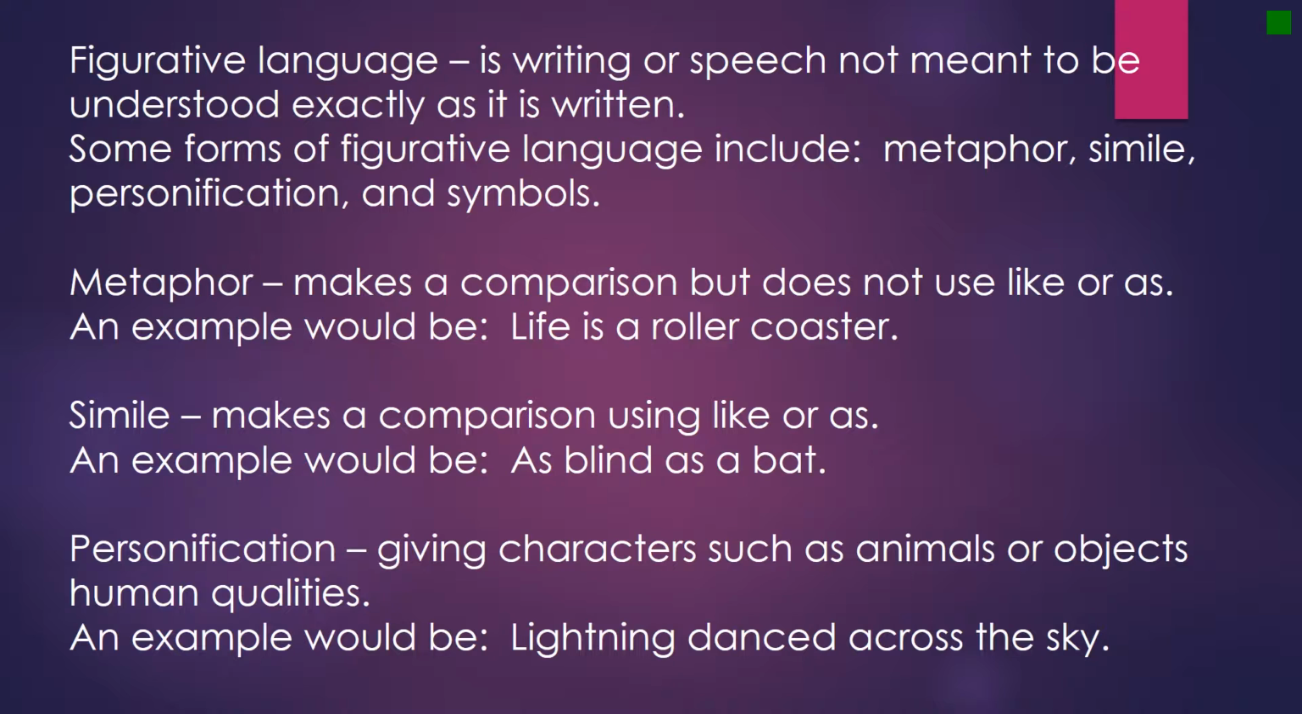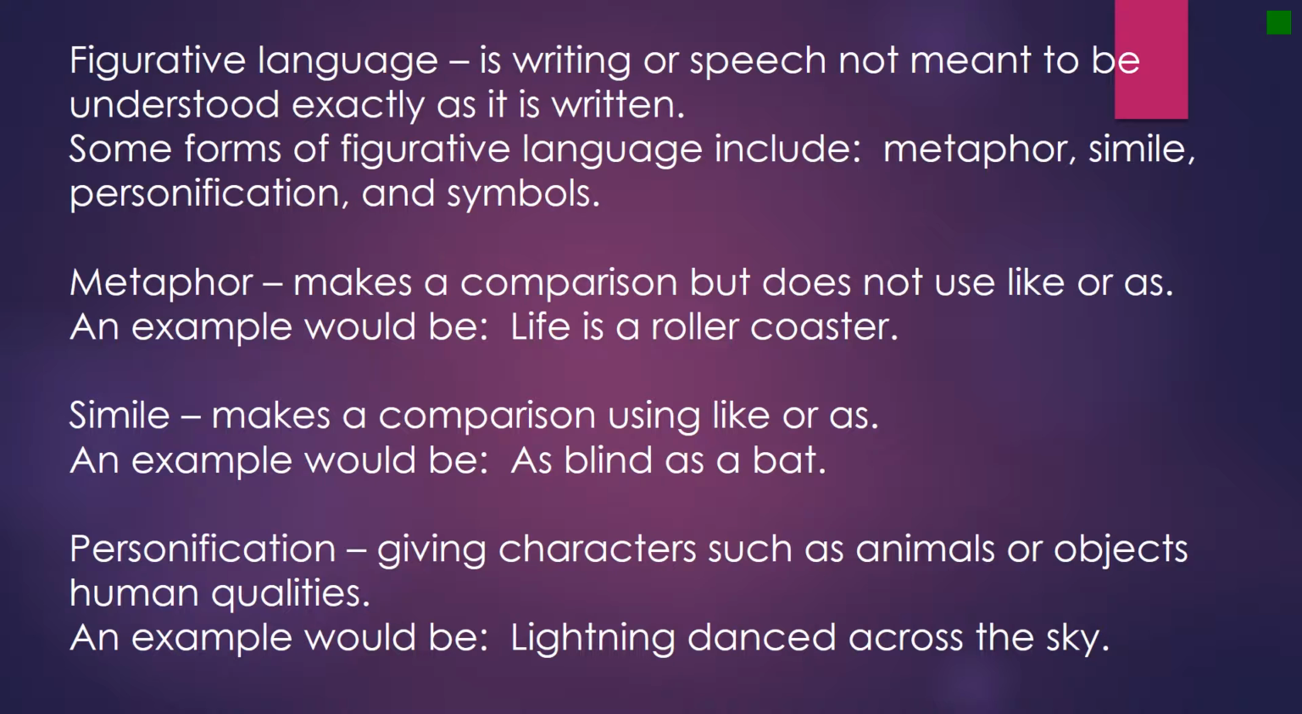So an example would be, he's as blind as a bat. And I say that about myself a lot of the times. You guys have heard me say that I'm as blind as a bat, which means I'm not truly as blind as a bat, but I can't see very well. So I'm comparing my eyesight to a bat. And I did use the word as, so that makes it a simile.